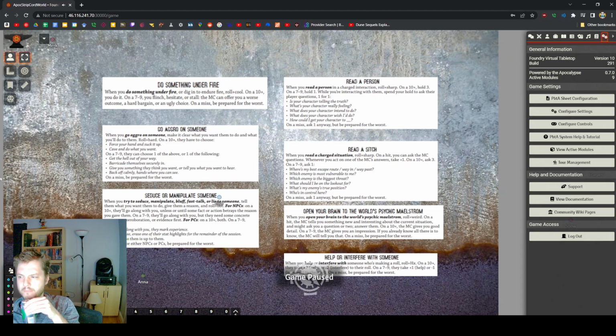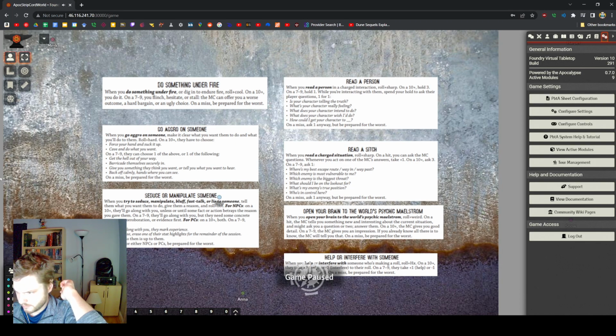Seduce or manipulate. When you try to seduce, manipulate, bluff, fast talk, or lie to someone, tell them what you want them to do, give them a reason, and roll plus heart. This move has two different things for whether you're using this on an NPC or a PC. For PCs on a 10 plus, they'll go along with you unless or until some fact or action betrays the reason you gave them. On a 7 to 9, they'll go along with you, but they need some concrete assurance, corroboration, or evidence first.